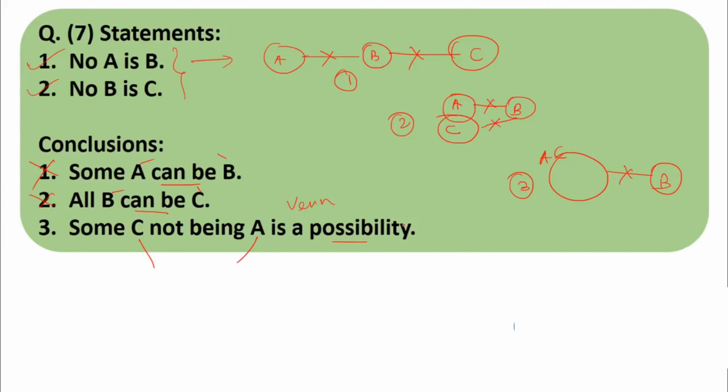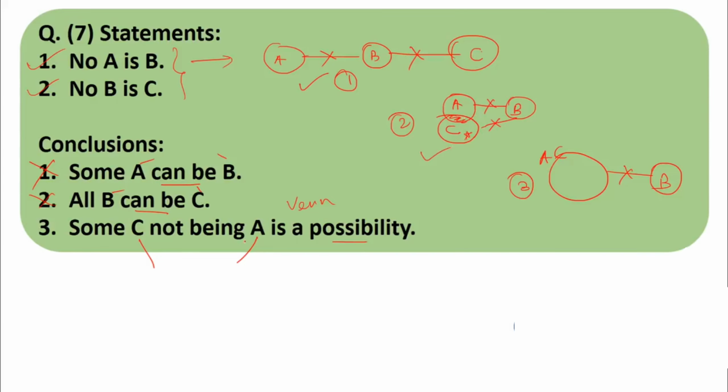Let us check the situation. Some C not being A is a possibility. Over here C is not related to A, so the conclusion is possible. Over here, some C not being A is a possibility. Yes, this part of C overlaps, this part of C is A, but this part of C is not A. So some part of C is not A, conclusion possible.